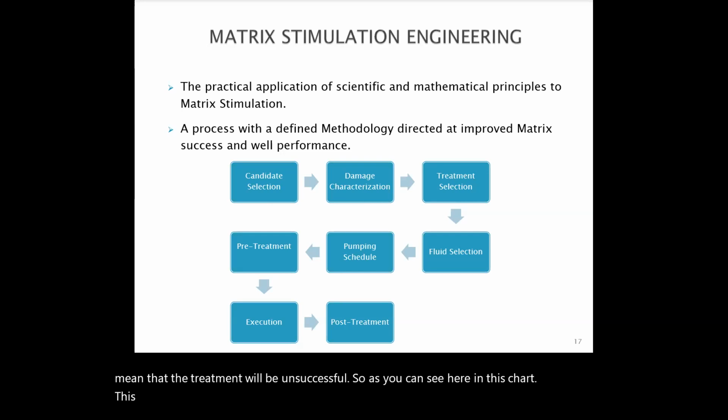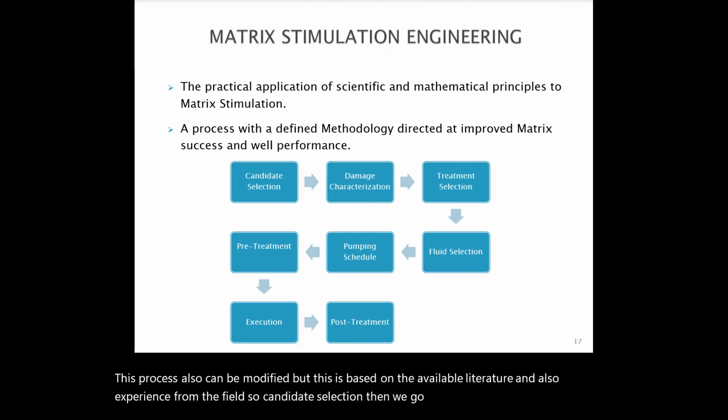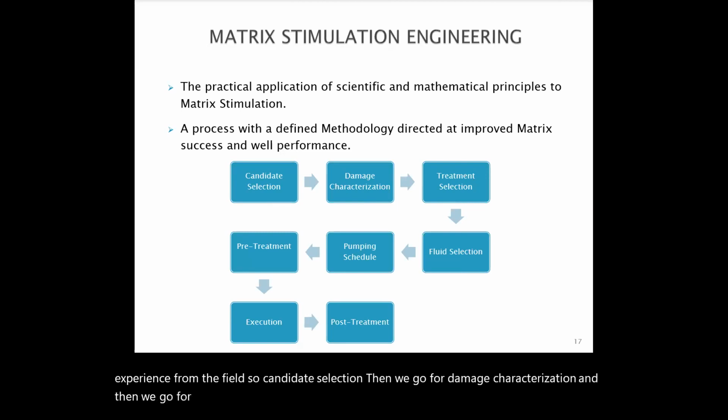this process can also be modified, but it is based on the available literature and also experience from the field. So we start with candidate selection, then we go for damage characterization, and then we go for the treatment selection. For example, if the damage is fines, and if we know the type of clay that is available there, for example, if there is chlorite, we know that iron is included in chlorite.